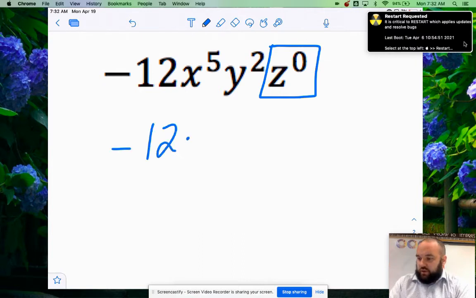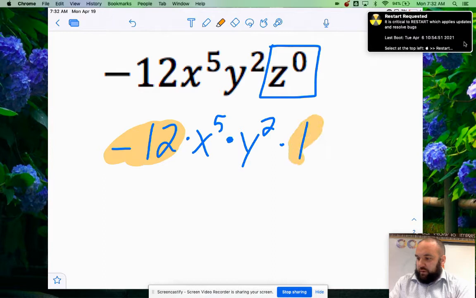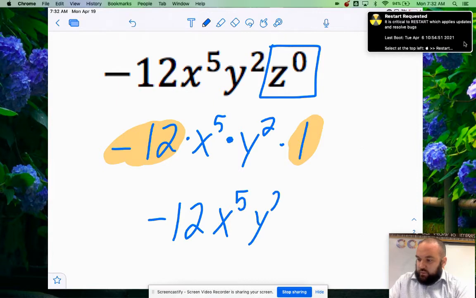So if I wrote this out with my multiplication symbols in between, I'd have negative 12 times x to the fifth times y to the second times 1. But then I could see that negative 12 multiplied by positive 1 is just negative 12. So I would just have negative 12 x to the fifth y to the second.